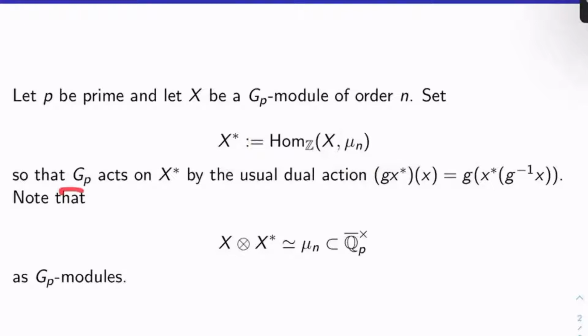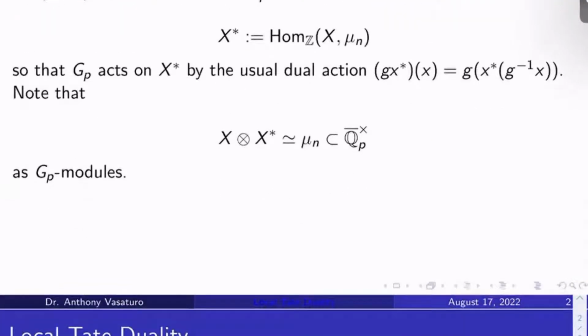Of course, G_p acts on X* by the usual dual action, because G_p acts on X, that's given to us. So there's the usual contragredient or dual action from basic representation theory, given by (g·x*)(x) = x*(g^{-1}x). Then also note, from basic linear algebra, X tensor X* is isomorphic to mu_n, and mu_n lives in Q_p-bar cross. And this isomorphism is as G_p-modules. So this is an important thing to keep in the back of your head.